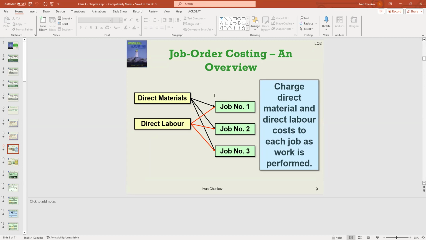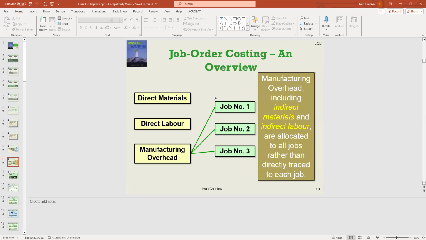After we're done with direct material and direct labor, comes the difficult part, manufacturing overhead. Why will manufacturing overhead be difficult? Because it includes indirect material, indirect labor, and all the other costs which are related to production, but cannot be easily traced to the product.